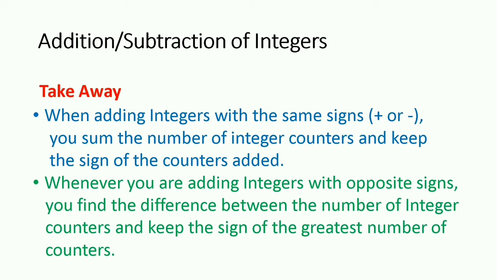The second takeaway is, whenever you are adding integers with opposite signs, you find the difference between the number of integer counters and keep the sign of the greatest number of integer counters.